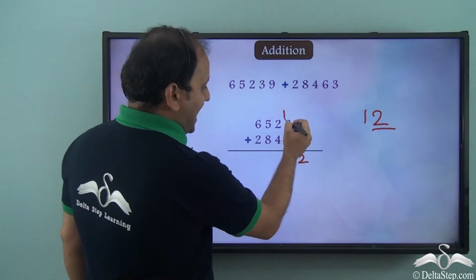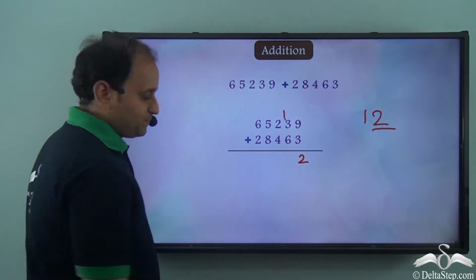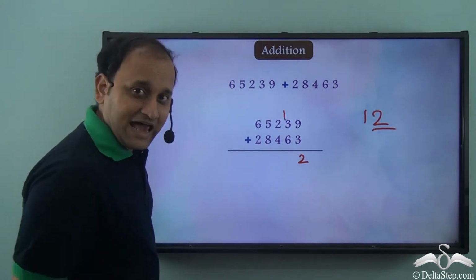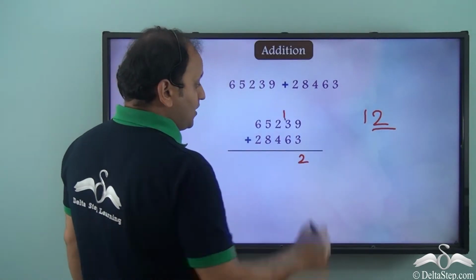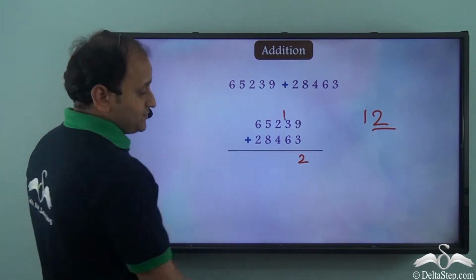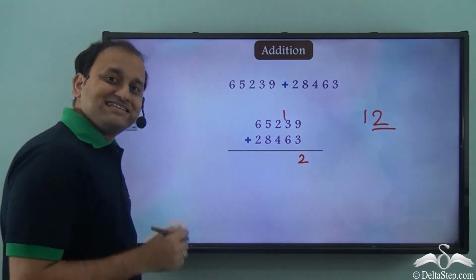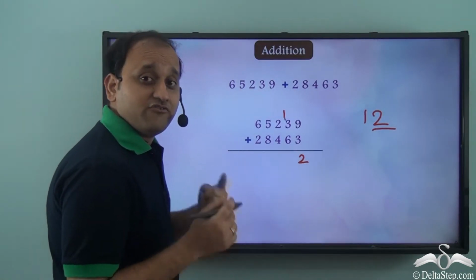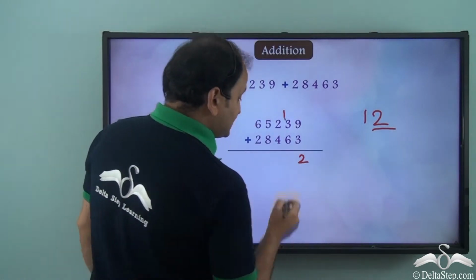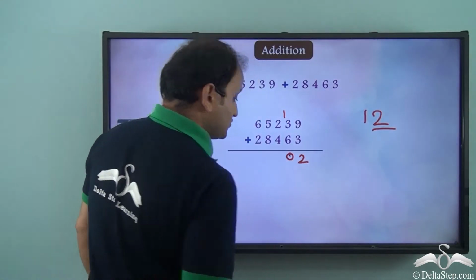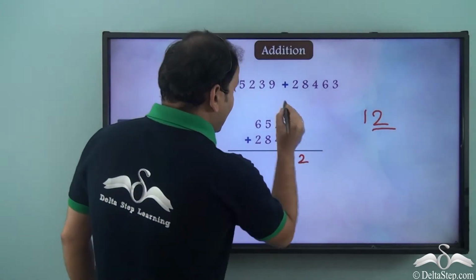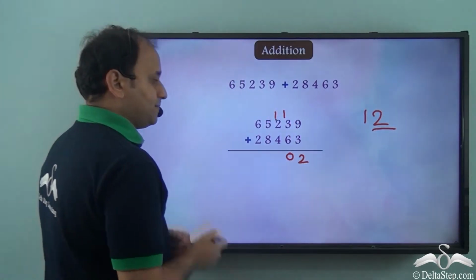Now let's add the numbers in the tens place. So we have 6 plus 3. 6 plus 3 is 9 and then we also have 1 which was carried forward. So 9 plus 1 is 10. Again we have a 2-digit number. So what we'll do is we'll place the units digit here. So 0 is here and we have 1 in the tens place. That will again be carried over.